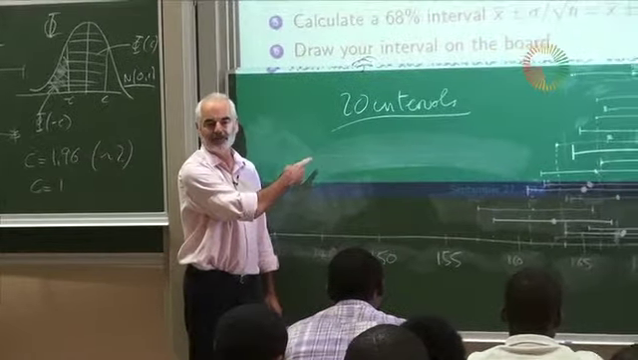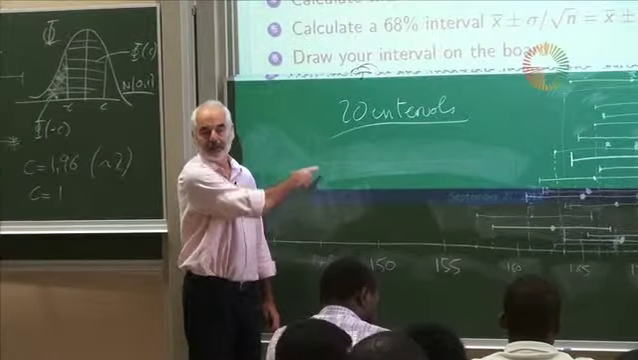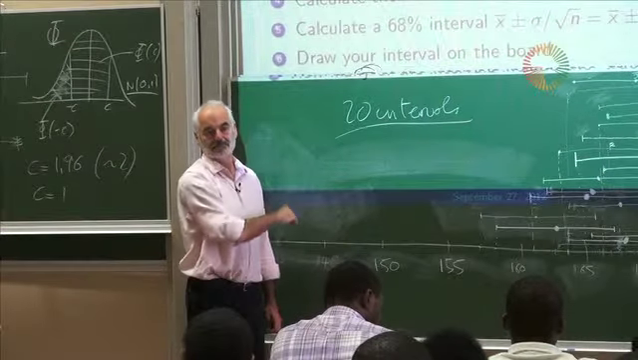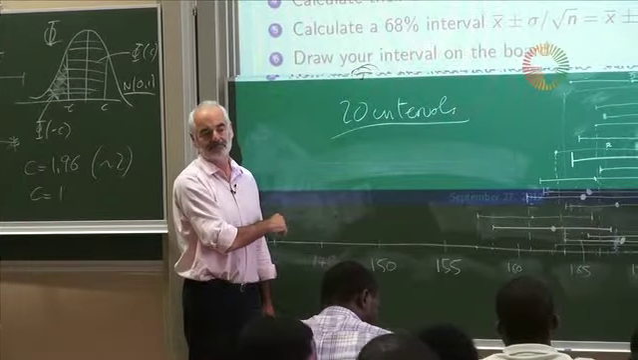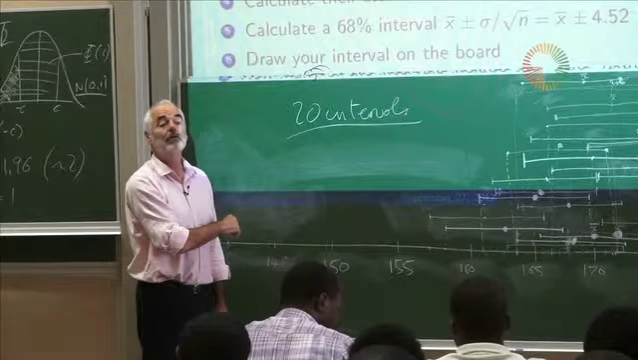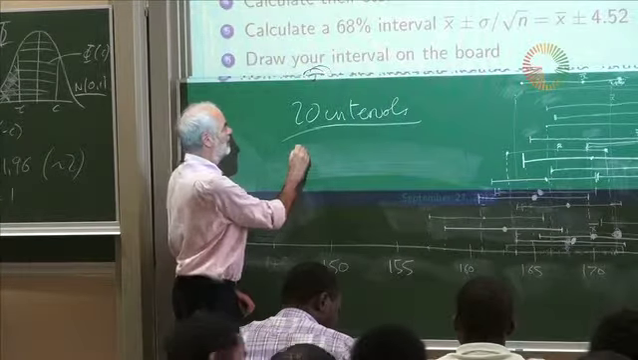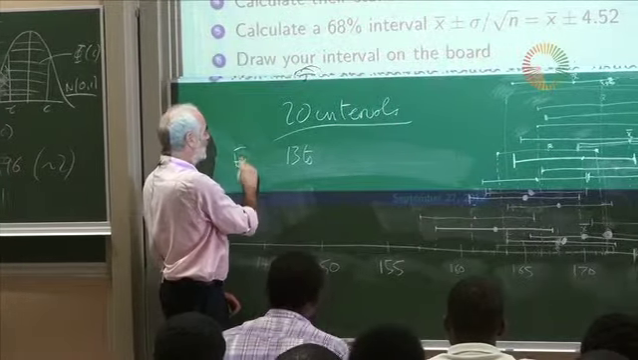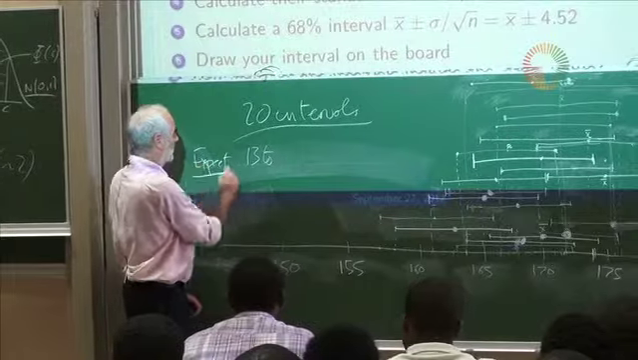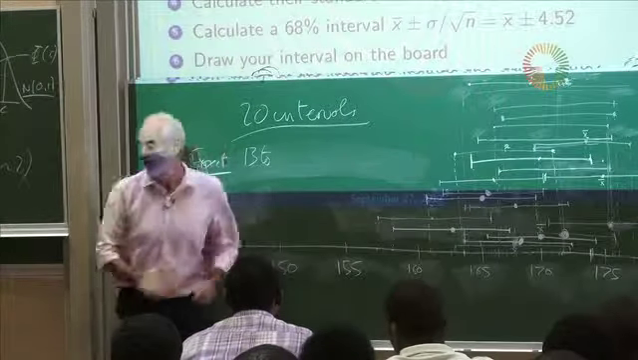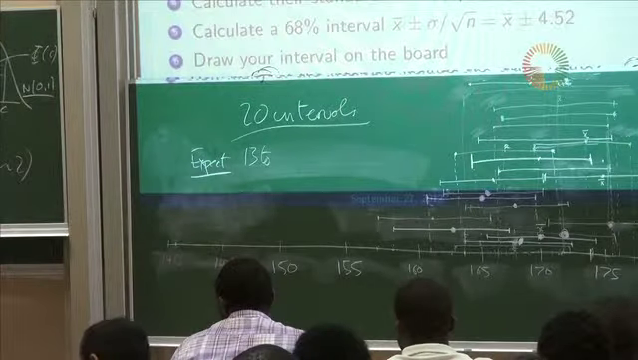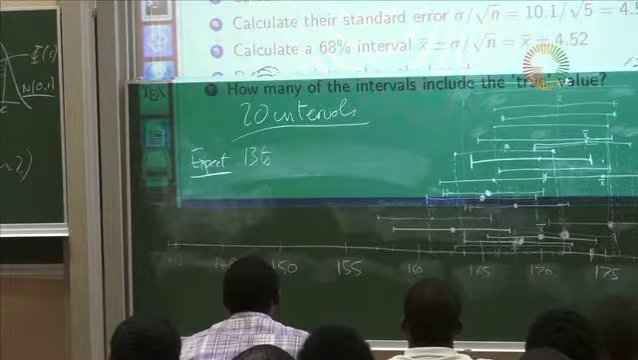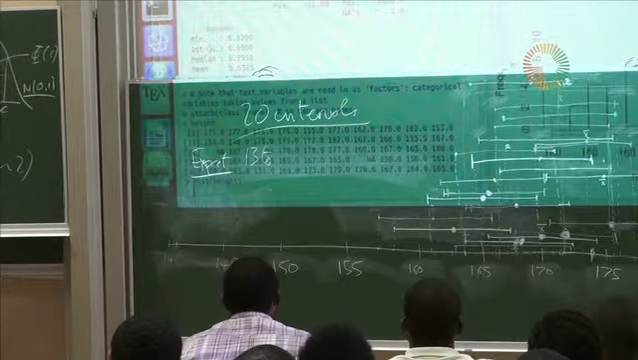How many would we expect out of 20, roughly? 13, yeah. I think we should expect about 13. It won't be exactly that, but we expect about 13 to include the true value. Hang on, I've forgotten.